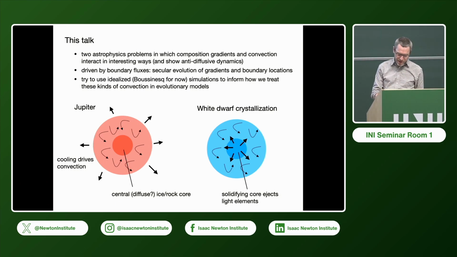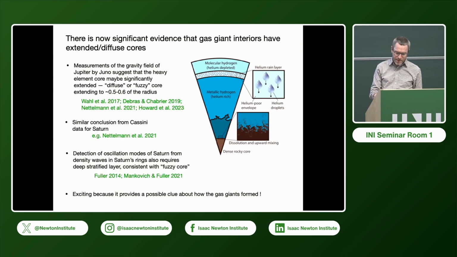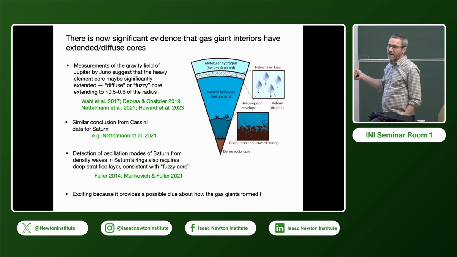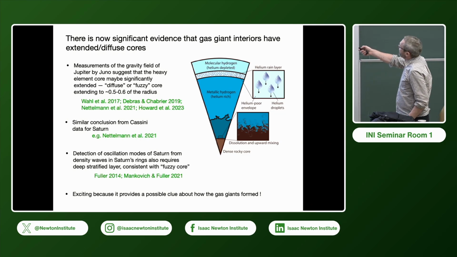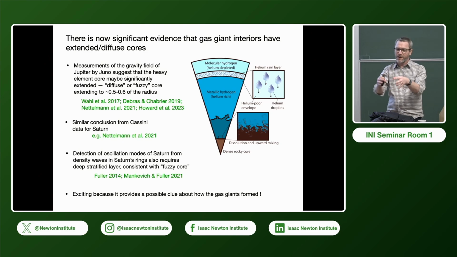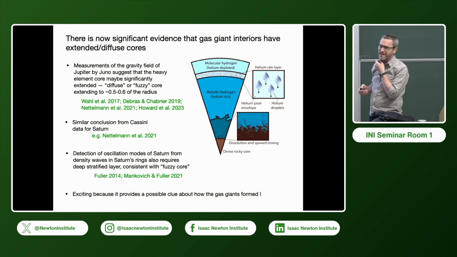Okay, so let me talk about Jupiter to begin with then. Both of these problems are observationally motivated, so I just want to talk a little bit about the observational motivation. I don't have a lot here, so please ask questions. But what's changed really, I mentioned that there's this traditional picture of Jupiter, rocky core, gas envelope. But what's changed in the last 5-6 years is that there's now significant evidence that it's more complicated than that.